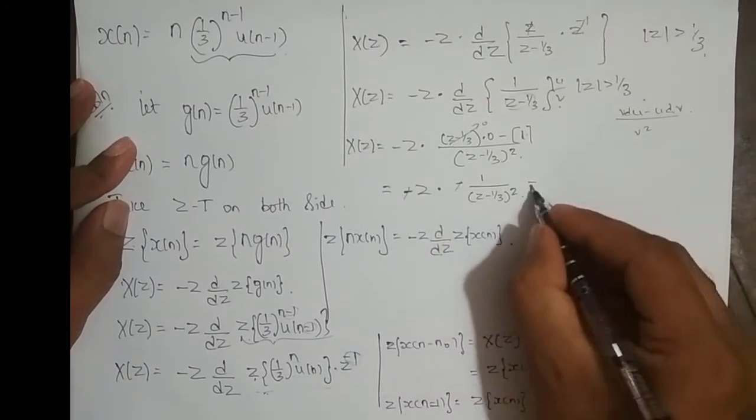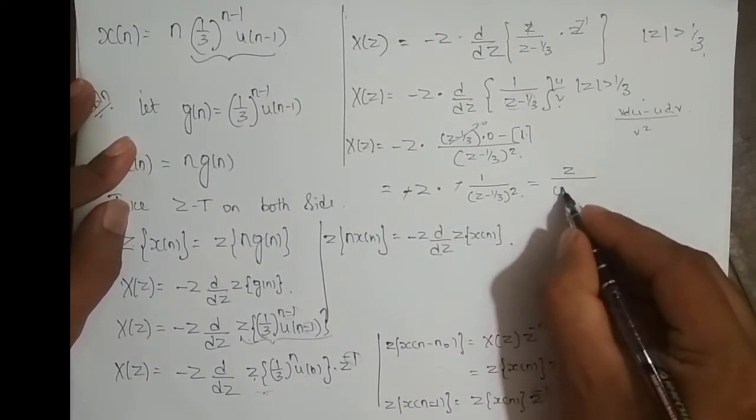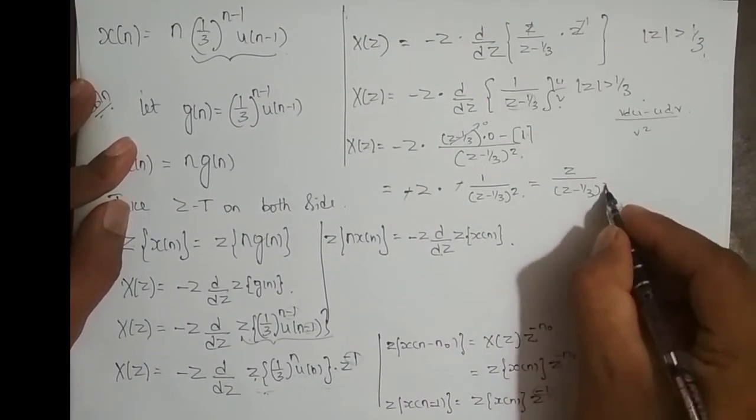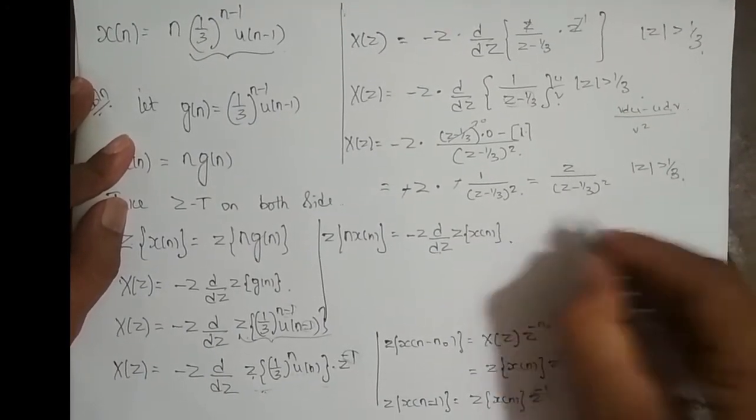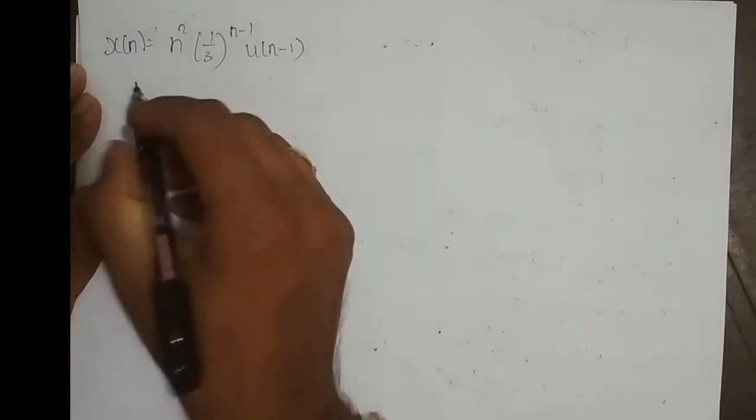So these two cancel out. So I end up with z divided by (z minus 1/3) whole squared. With ROC, you have to carry the ROC: magnitude of z is greater than 1/3. We shall take up one more problem.